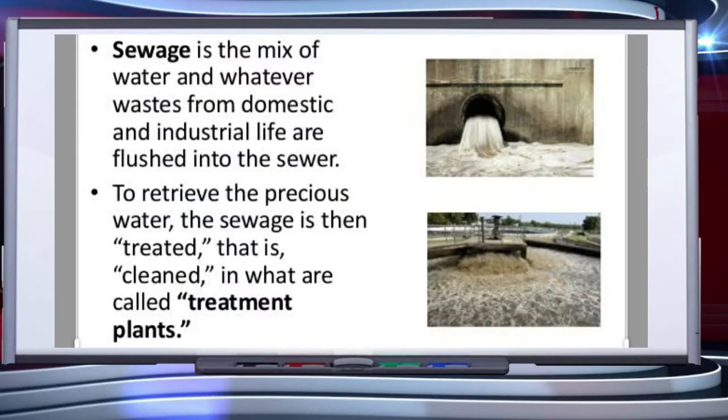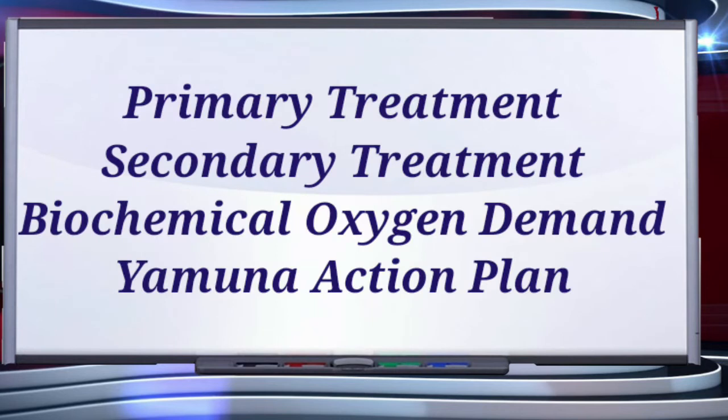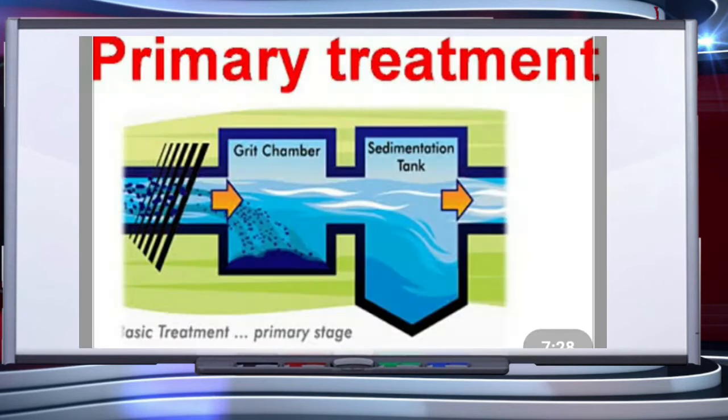Sewage is the municipal wastewater containing mainly human excreta. It contains a large quantity of organic matter and pathogenic microbes. Therefore, before discharging into natural bodies, sewage needs to be made less polluting. Sewage treatment is carried out in sewage treatment plants in the following steps: primary treatment of sewage, secondary treatment of sewage, then we will discuss biochemical oxygen demand and Yamuna Action Plan.